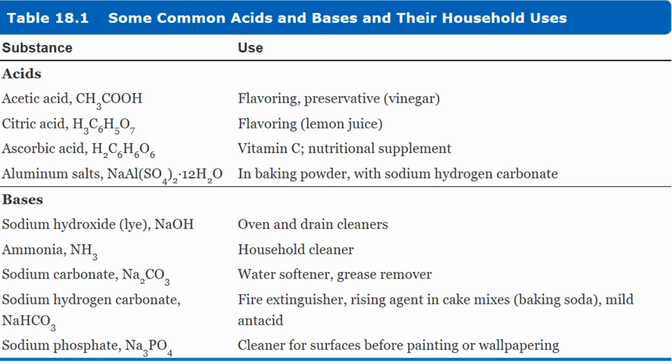In lab number 7, we're going to use the titration method to quantify the concentration of vitamin C in a commercial vitamin C product. For the base, you can see we have sodium hydroxide, which is used in cleaners, also ammonia and sodium phosphate. A lot of these bases are being used in cleaners.